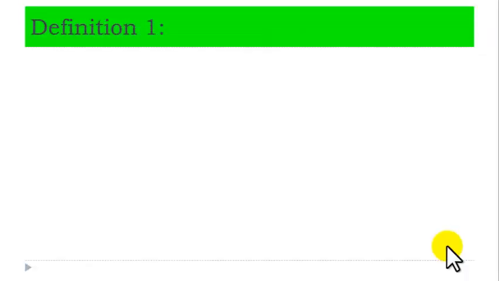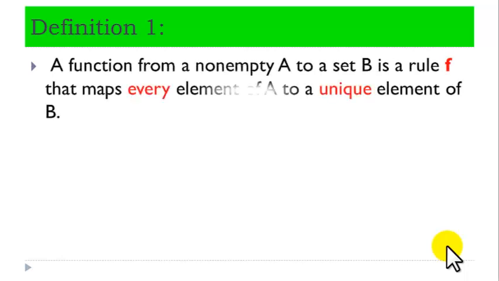Definition 1. A function from a non-empty set A to a set B is a rule f that maps every element of A to a unique element of B, that is, to one and only one element of B. Let us use diagrams to illustrate this definition.